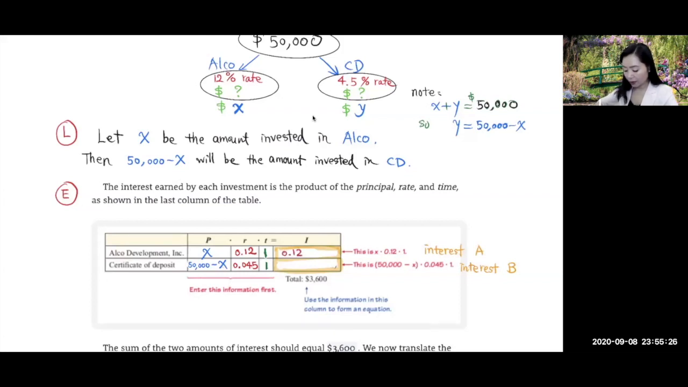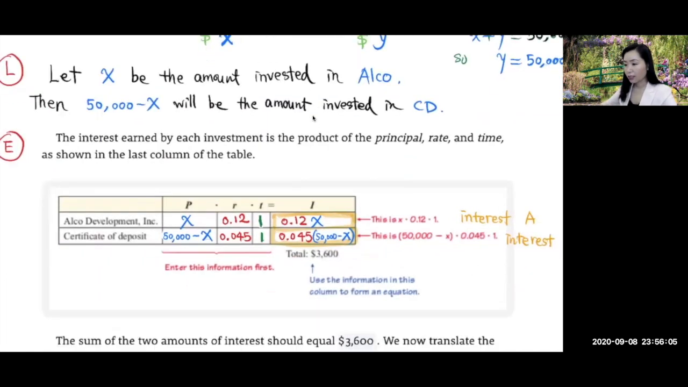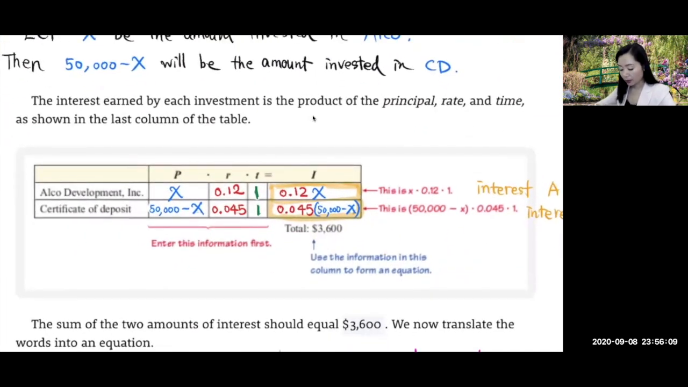So you'll get 0.12 times X. Okay. So that is X times 0.12 times 1. This times this times this gives you 0.12X. What about this, the certificate of deposit? Well, that will be this times 1. So that will be 0.045 times this investment, which is 50,000 subtracting X. Times 1 over here is not going to change this right here. So this is the interest. This times this times this, that's the interest you got from the CD after 1 year.